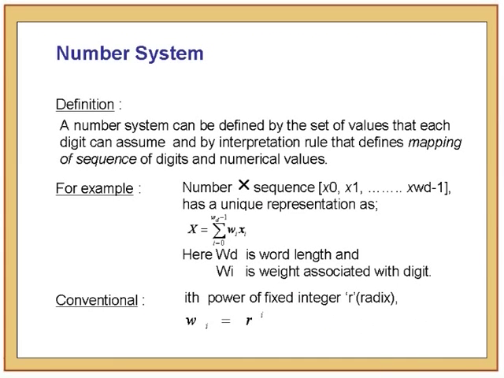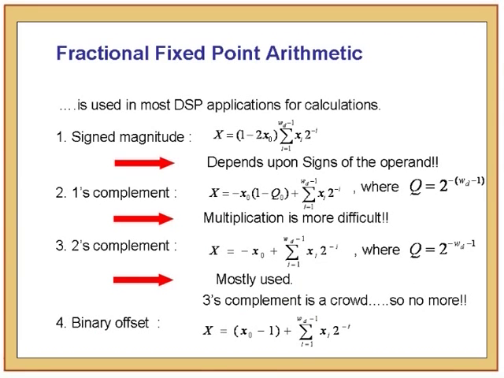There are number systems. For example, you have a number which is written as X with word length, written as the sum of WiXi. So it's like a radix number, R to the power i is your weight. You have different kinds of arithmetic which you can use in the case of DSP, for example. You can use sign magnitude numbers, you can use 1's complement numbers, you can use 2's complement numbers, you can use binary offset numbers. So this is again an issue, which arithmetic to use to actually implement in hardware.